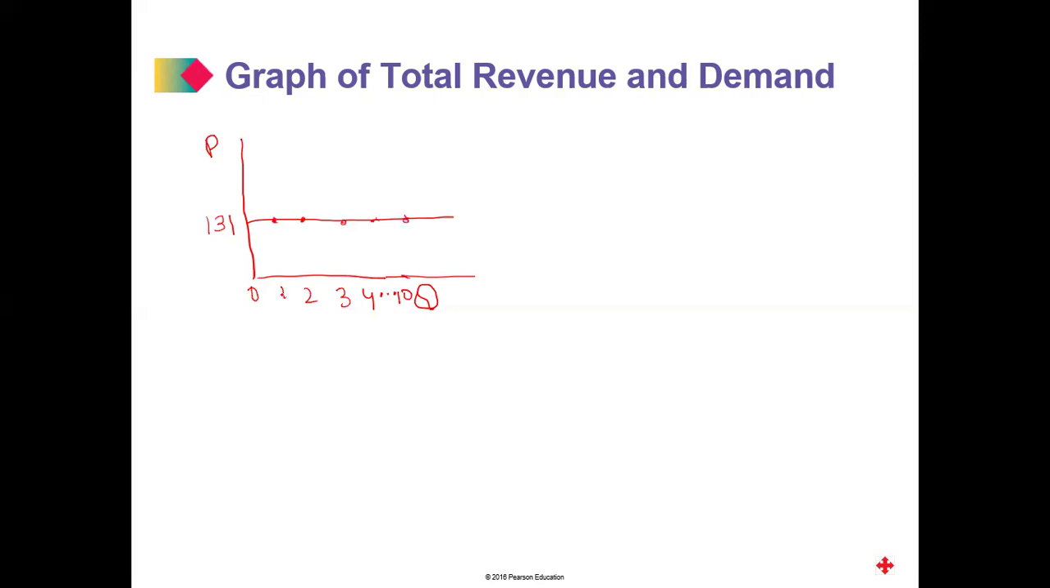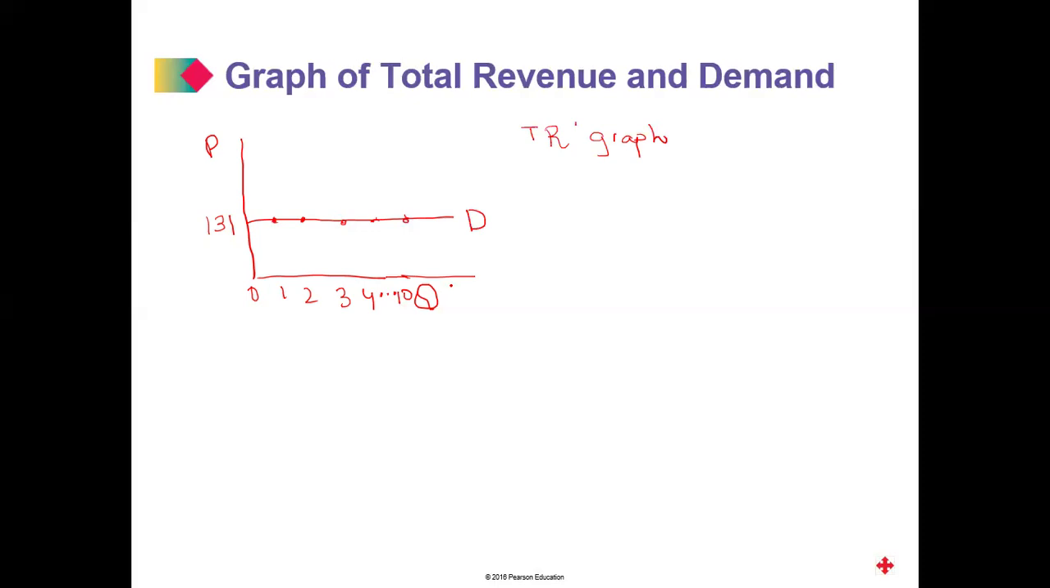So he can produce 1 unit at the price of $131. He can produce 2 units at the price of $131 and so on. The next graph is the total revenue graph. So this was the demand graph, and the next graph is the total revenue graph.